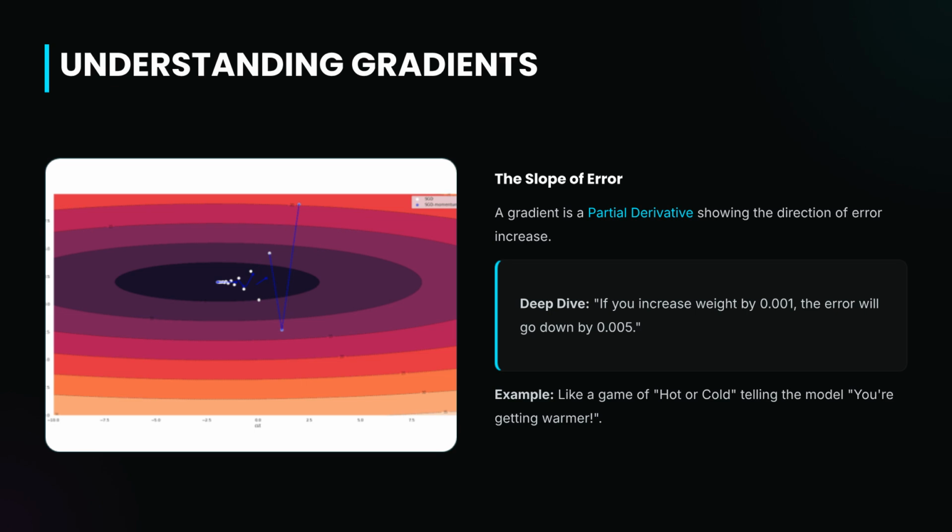Gradients represent the slope of error. A gradient is a partial derivative showing the direction of error increase. It tells the model, for example, if you increase weight by 0.001, the error will go down by 0.005. It's like playing a game of hot or cold, telling the model it's getting warmer.